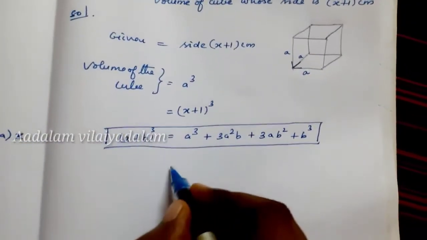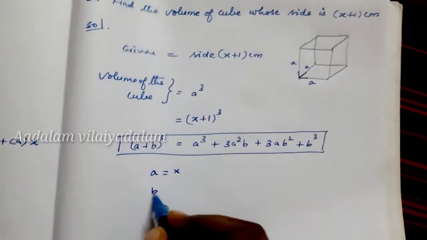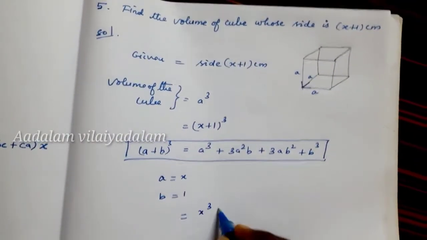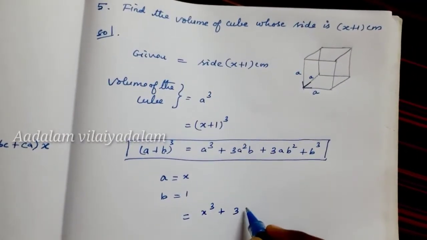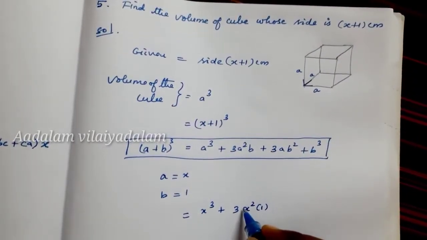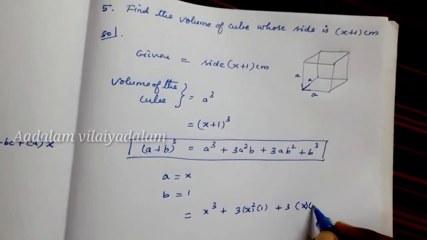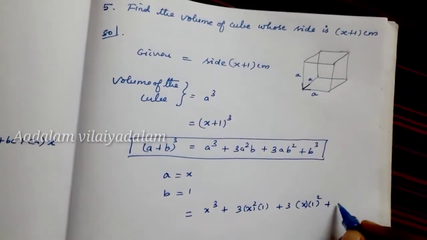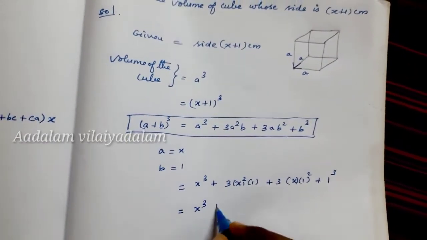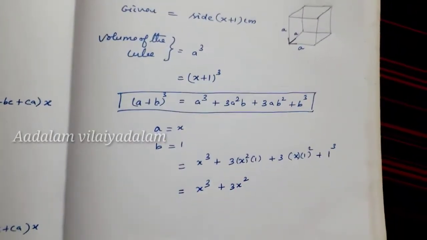So now let us take a as x and b as 1. Let us substitute these values. Then we get x^3 plus 3 into a^2 b, which means x^2 into 1. Next, 3 into x into 1^2, plus b^3, which means 1^3.